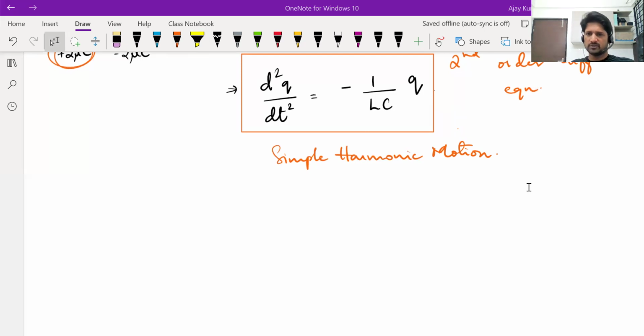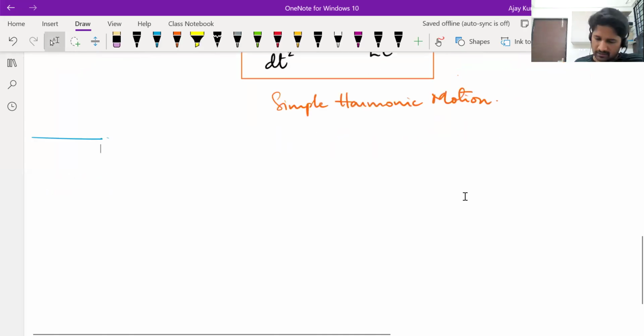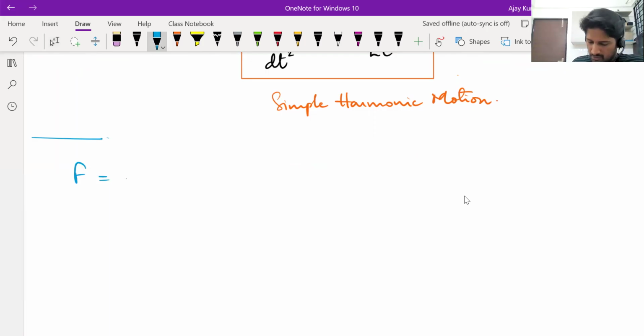See, if force is proportional to displacement, automatically acceleration will be proportional to displacement, because according to Newton's second law, F net equal to ma. So force or acceleration should be proportional to displacement from the mean position, and the direction should be opposite to the displacement. Direction of force should be opposite to displacement. So let me quickly review that. The force which can make an object undergo simple harmonic motion should be of this form: F is equal to minus kx, where F is the net force acting on the object, x is the displacement of the object from mean position. Mean position is the position where net force is 0.